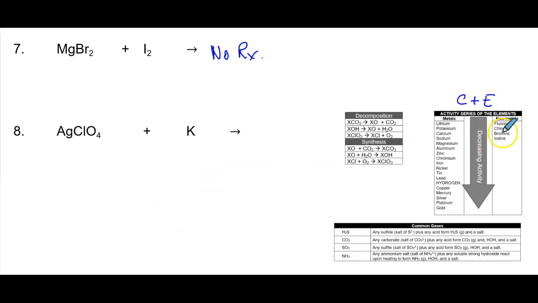Example 8, element plus compound. First we check here. Okay, it is not any of these down here. So then we go to this chart. Who's alone? Potassium. Potassium is going to try to kick out silver.